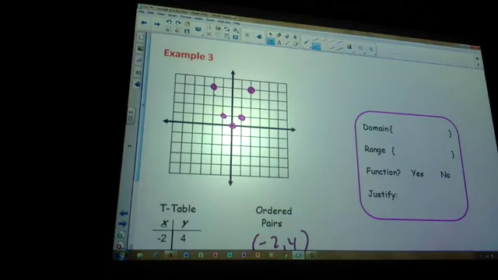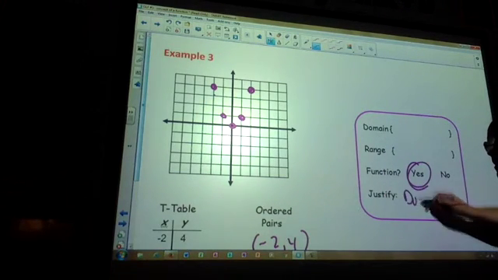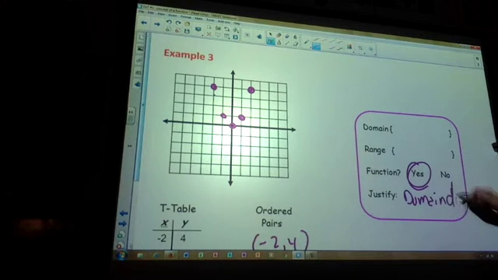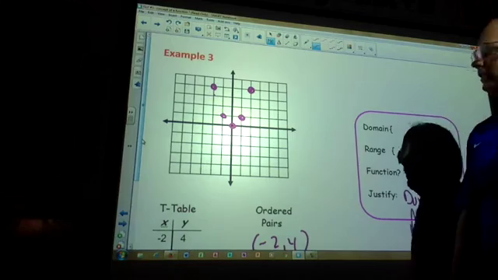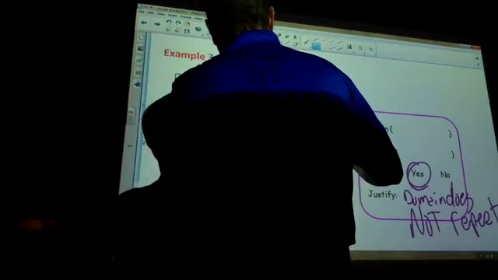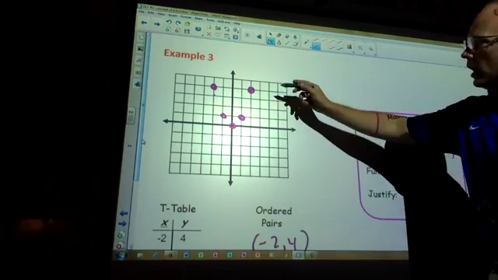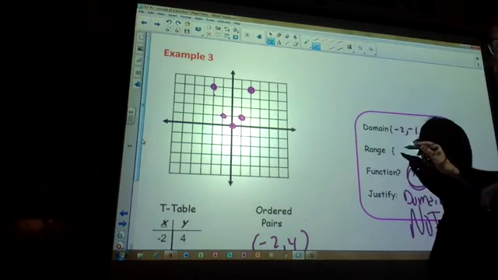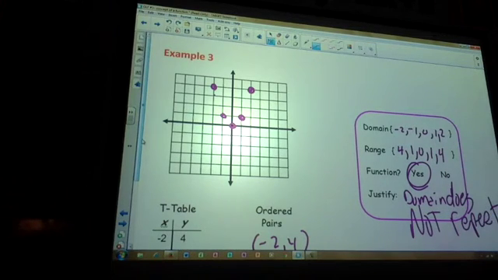Function? No. Why? Oh, yeah. No, but if you go vertical. Oh, just kidding. It is a function. Why? The domain doesn't repeat. Domain is negative 2, negative 1, 0, 1, 2. Range, what is that? 1, 2, 3, 4. It's a function because none of them repeat. The domain doesn't repeat, so Stephen, it's a function.